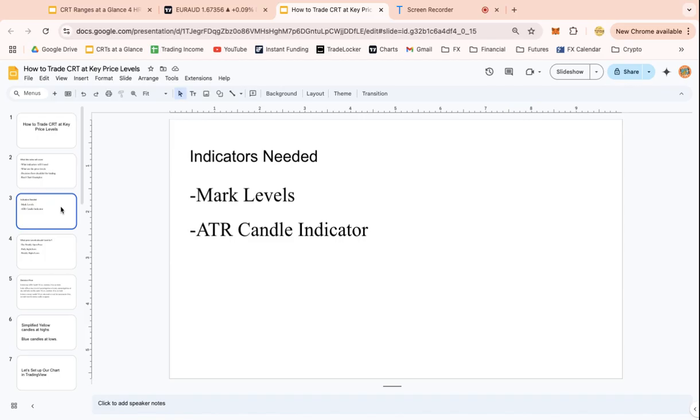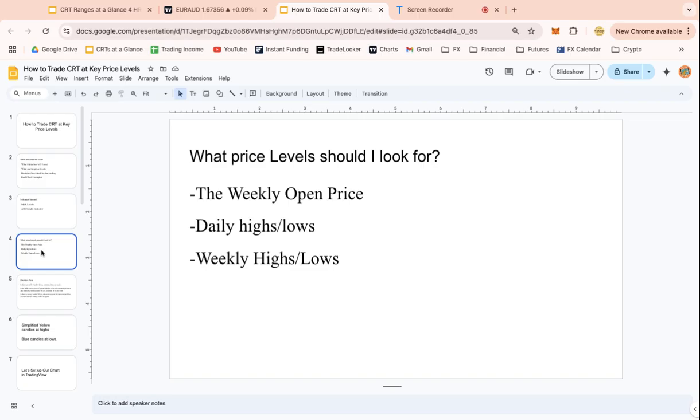So the indicators that you're going to need are both free and they're in TradingView. The first one is called the mark levels, and the second one is called the ATR candle range indicator. I'm going to show you how to put mark levels on, but if you do not know about the ATR candle range indicator, you need to pause this video or you can watch to the end, either way. But go to the description. I will link "What is the candle range indicator" in the description box, and you'll need to look at that video so you'll know how to put that on your chart as well. Those are the two indicators that we're going to need.